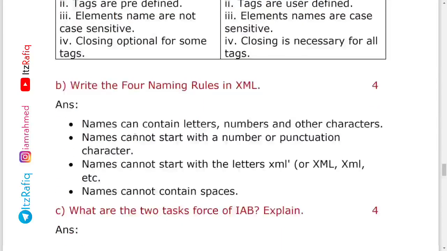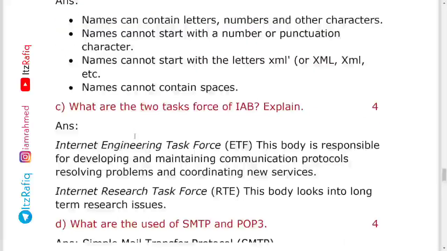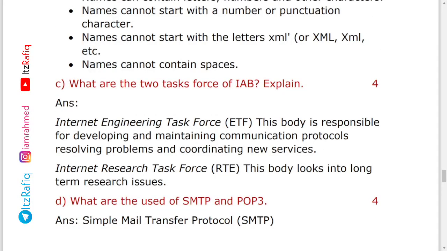Then number B, the 4 naming rules, exactly the same, you can write the same as the book. I have copied from the book only, that one only you can write. Then 2 task forces of IAB, you can write IETF and IRTF with their explanation.